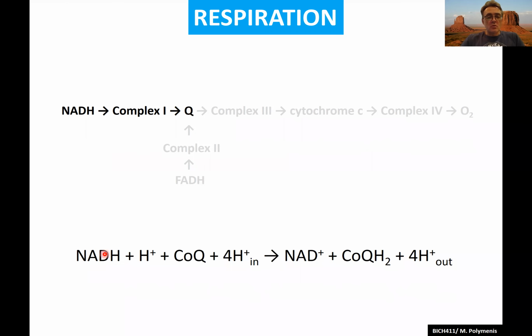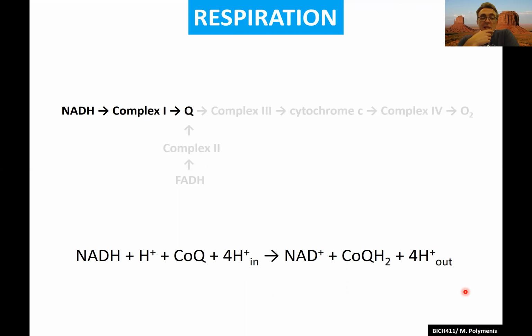In doing so, of course, NADH is oxidized to NAD+, coenzyme Q becomes reduced to ubiquinol, and the all-important protons, 4 protons from the inside of the mitochondria, from the P side, will move out. And so complex 1 is electrogenic. It will generate a proton motive force.